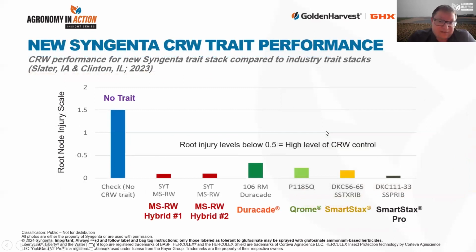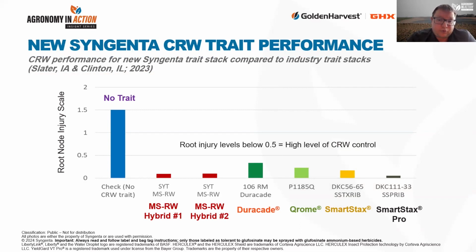We did our first testing with it this year. Not everybody loves it when I show this graph, but I did want to show it because I think it's cool. This is just a study across two locations. We'll do a lot more of this over the next couple of years. We put in here an untreated hybrid, as we often do, kind of as the control check. That's that blue bar. And you can see in these locations, on average, we had 1.5 nodes of feeding. So there was real rootworm pressure out there in these fields.